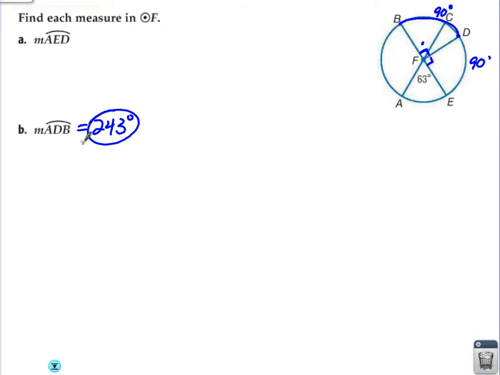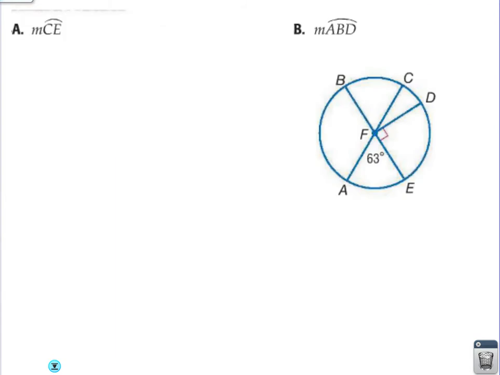Any questions? I think that's the same problem. Moving on.